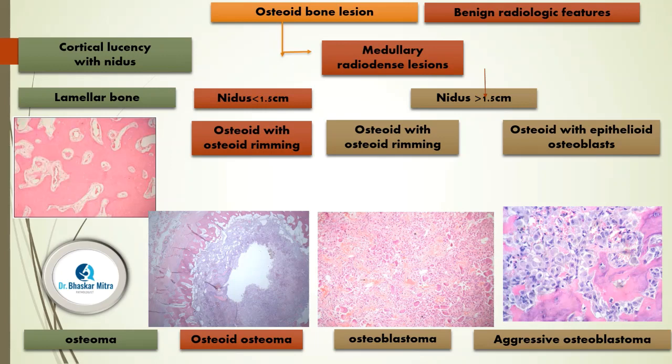This is a lesion showing too much cellularity with bone, giant cells, etc. This is an aggressive lesion, this is an osteoblastoma. This is again the aggressive osteoblastoma. This is the osteoblastoma with more aggressive form. We consider it aggressive osteoblastoma where we can see the epithelioid osteoblasts in the lesions.